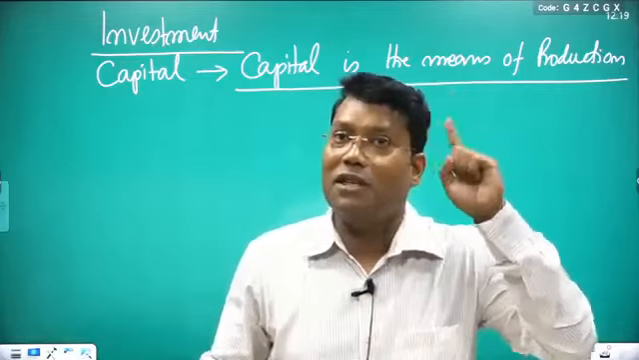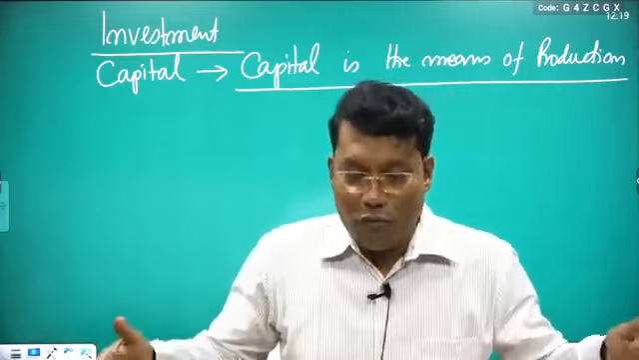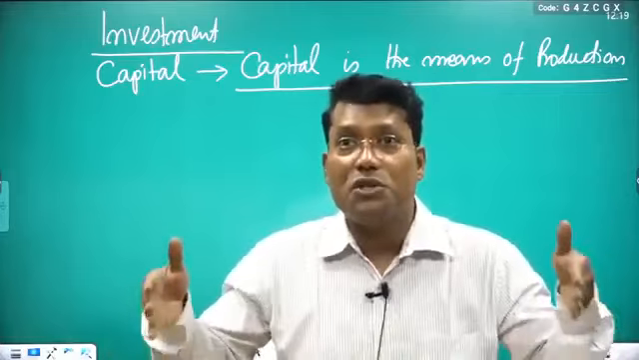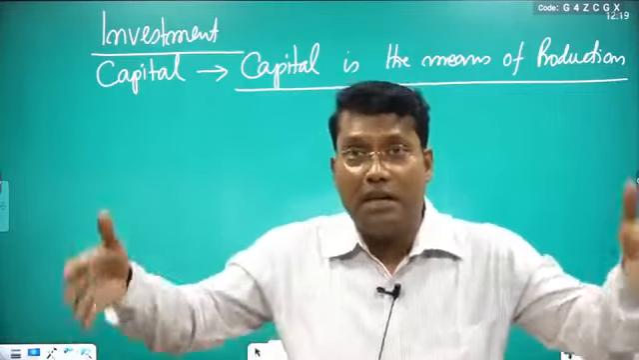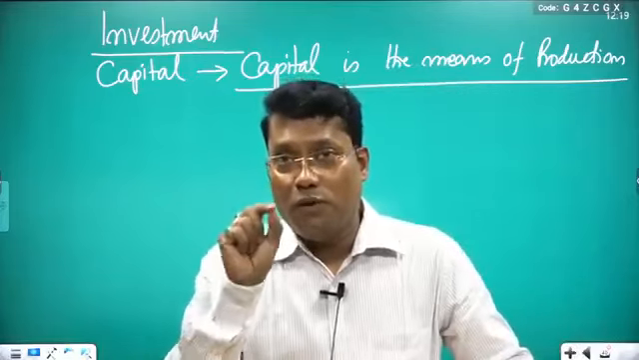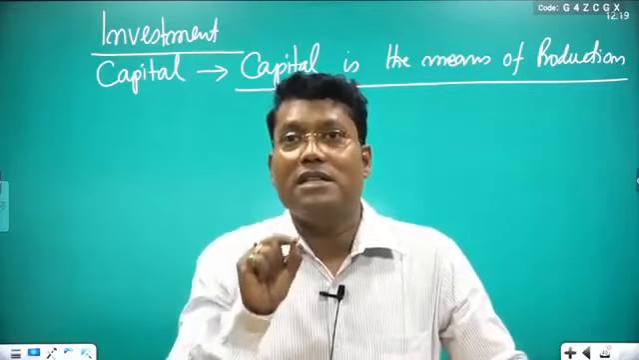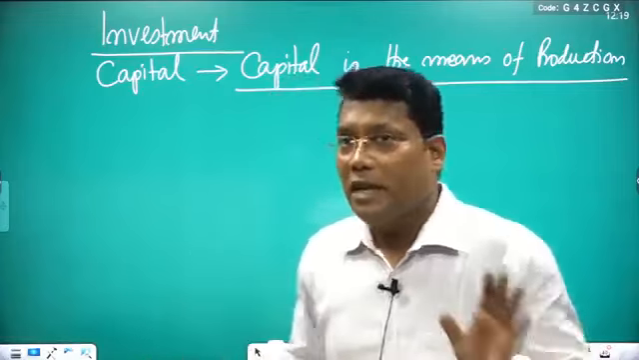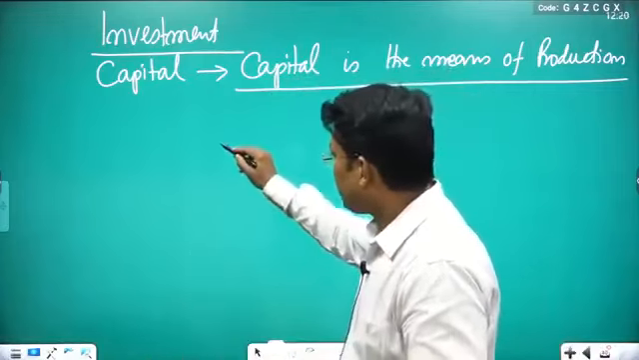Remember, earlier we wrote gross investment. Now we are discussing that as fixed capital. Fixed capital means machines, tools, equipment, buildings; these all come under fixed capital. And in one line, capital is the means of production. Clear?